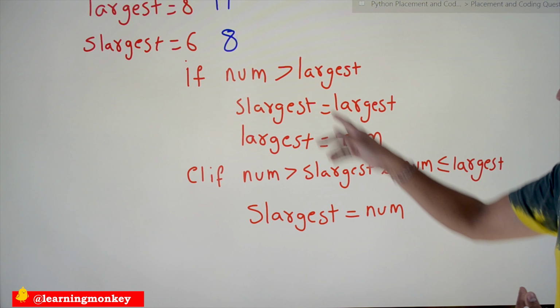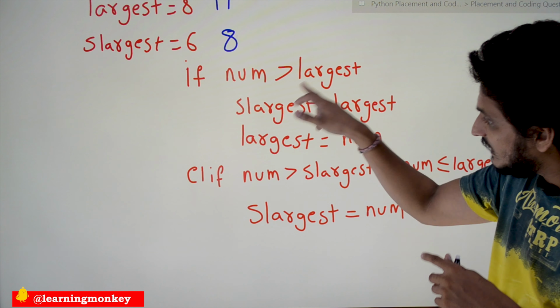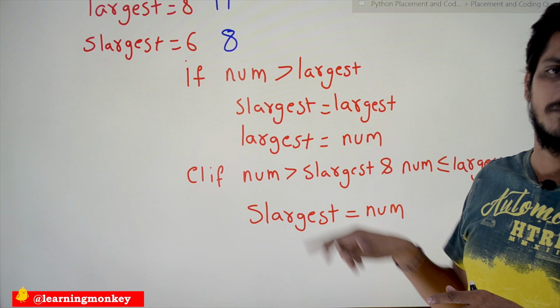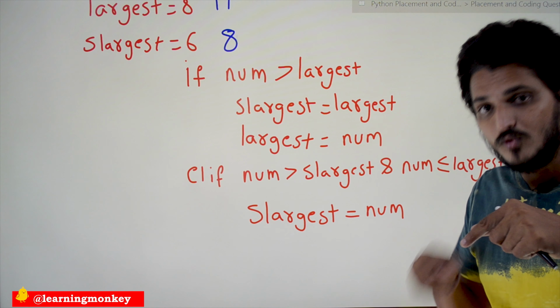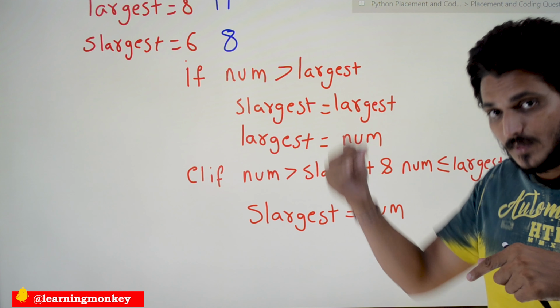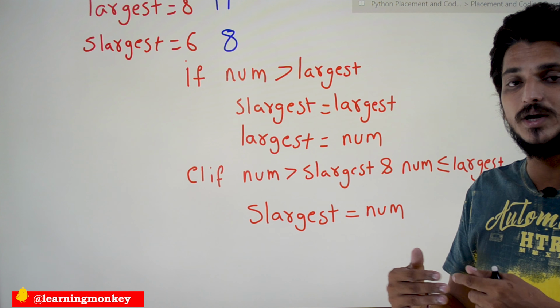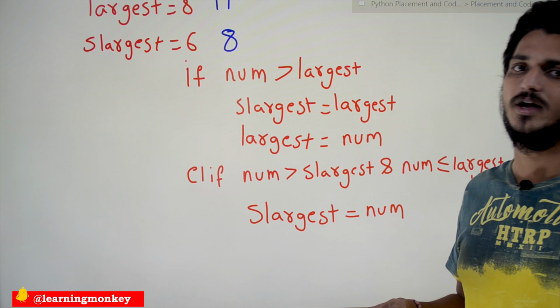So these are the two conditions. That's it. It's very simple. But identifying this logic will take time. That is what you have to work on. You take different examples. If something happens, what we have to update. If something else happens, what we have to update. That is how you have to work on it.